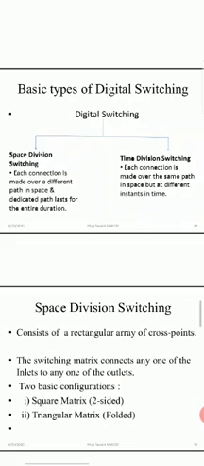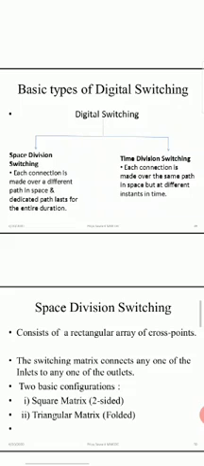Now, basically, if you see the basic types of digital switching, we can divide it into two parts. One is space division switching and the other is time division switching. Now, what is space division switching? As we know, we need a medium to transfer the message. So this medium is basically a space, that is, the hardware which is used.